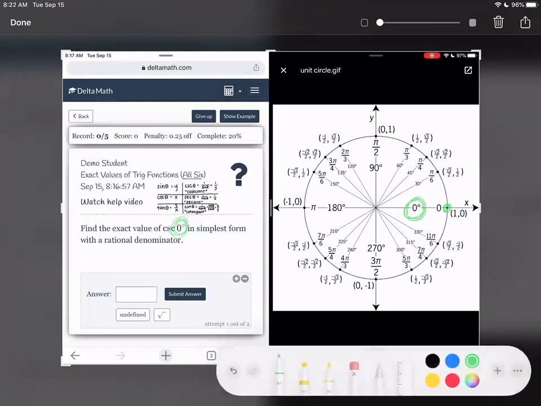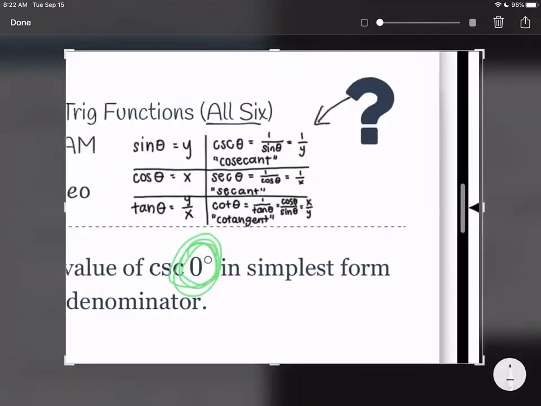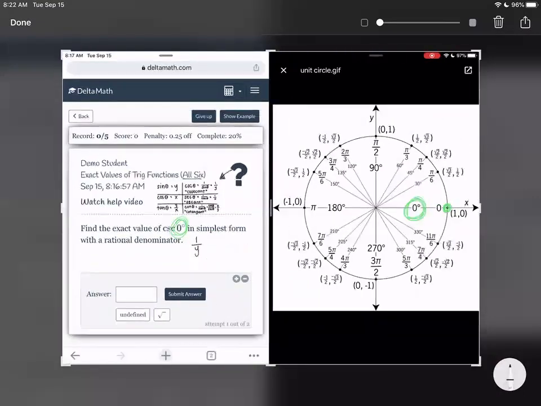And then, let's see, cosecant is 1 over sine. I'm just going to point right here. Cosecant is 1 over sine, which means it's 1 over the y. I'm just going to write that over here so that you guys can remember. Cosecant is 1 over y. And then let's take a look at our y value over here. 0. So then we have 1 over 0.